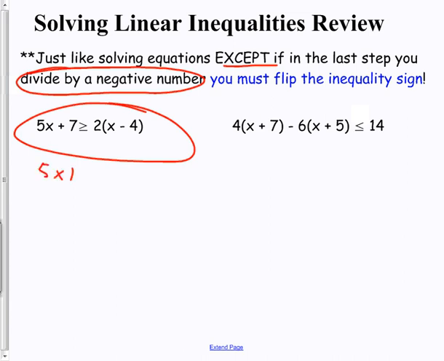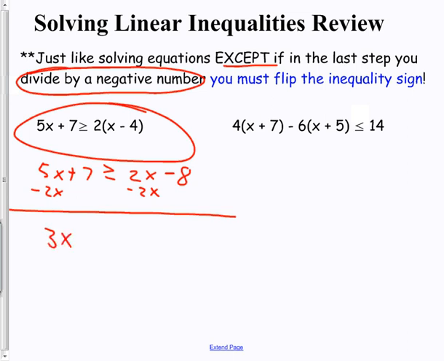First I go 5x plus 7, because there was nothing to do over there, greater than or equal to 2x minus 8. So I multiplied it all out. Now I get rid of the smaller of the two x's. Sometimes it may not seem like that's the best way to go, but it always is. If you get rid of the smaller one, you're left with a positive number of x's, and then you won't have to deal with a negative in your problem.